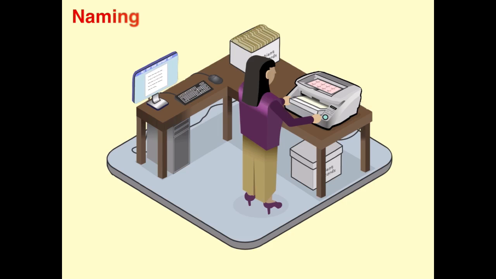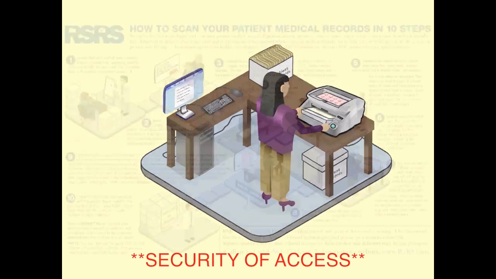Next is naming. Once scanned, you're able to incorporate the name and verify your records according to the fields that you previously established. These files should be saved to your drive and backed up as well. Remember that security of access is always a consideration.